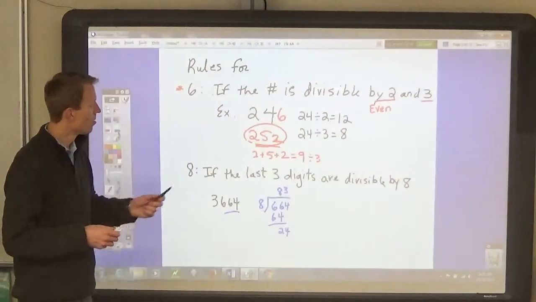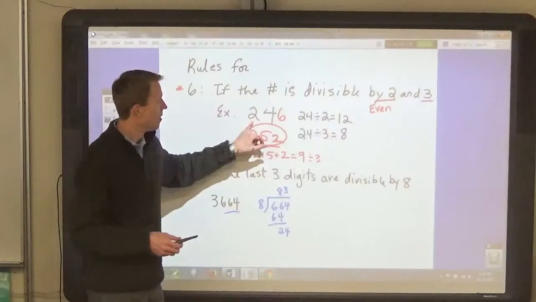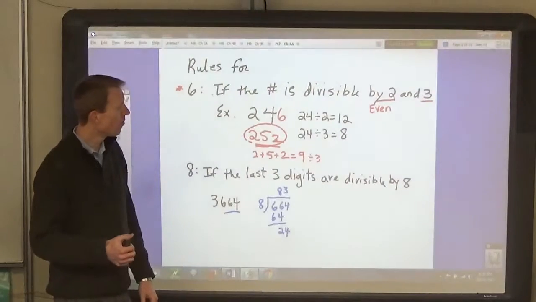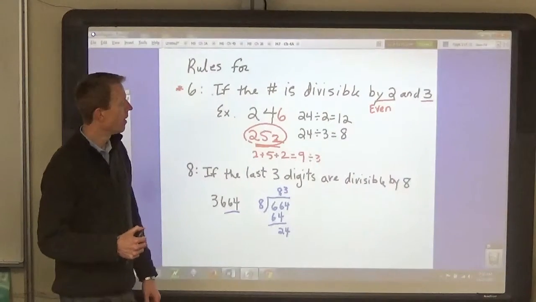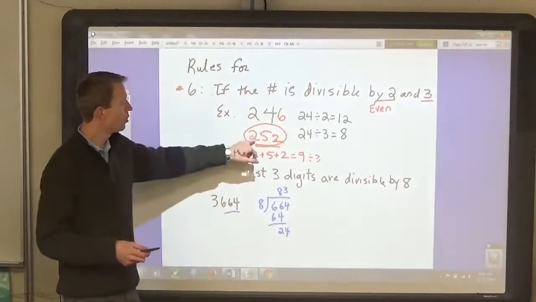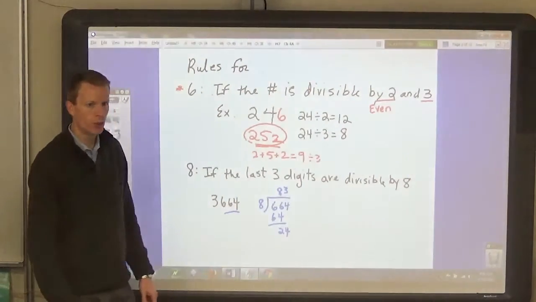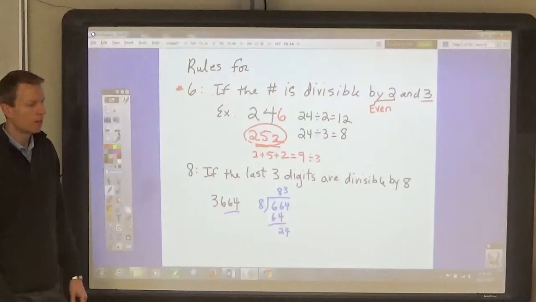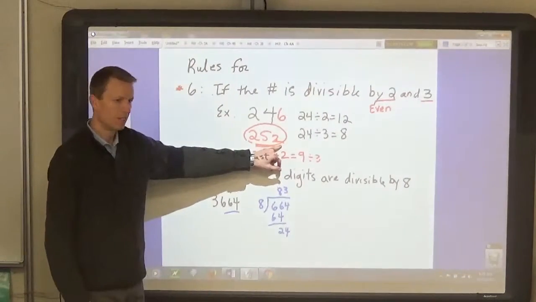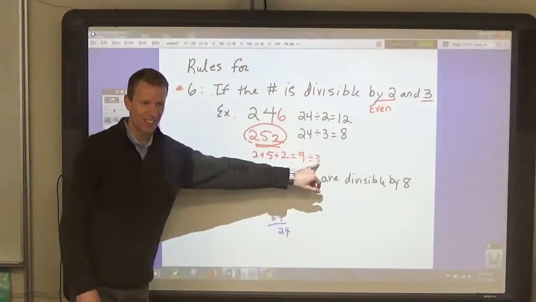Alright? So 246. 2 plus 4 plus 6 is 12. And 12 is divisible by 3, and it ends in a 6, so that's even. Okay? How about 252? Is that divisible by 2? Yes. Caleb? How about by 3? What's the sum of the digits? 9. Good, and it's divisible by 3.